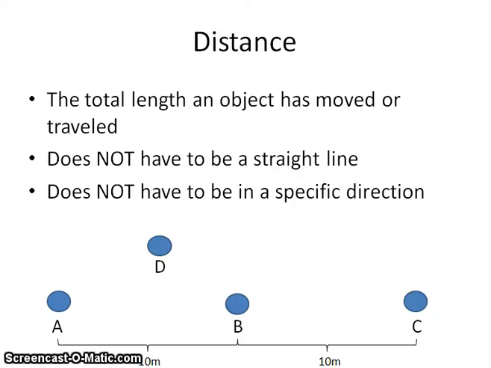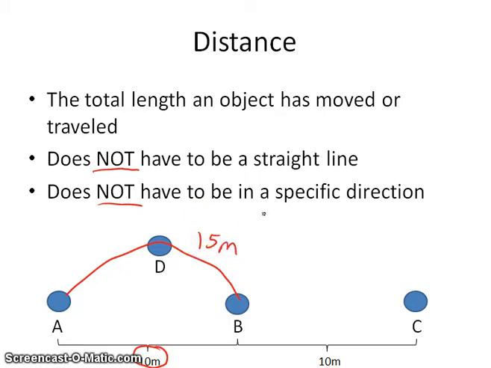An important thing to remember about distance is that the length that the object moves or travels does not have to be in a straight line, and it does not have to be in a specific direction. For example, if I go from point A to point D, and then I go to point B, even though point A and point B are only 10 meters apart, I will have traveled a farther distance because I took this curved path. Maybe it's something like 15 meters long.